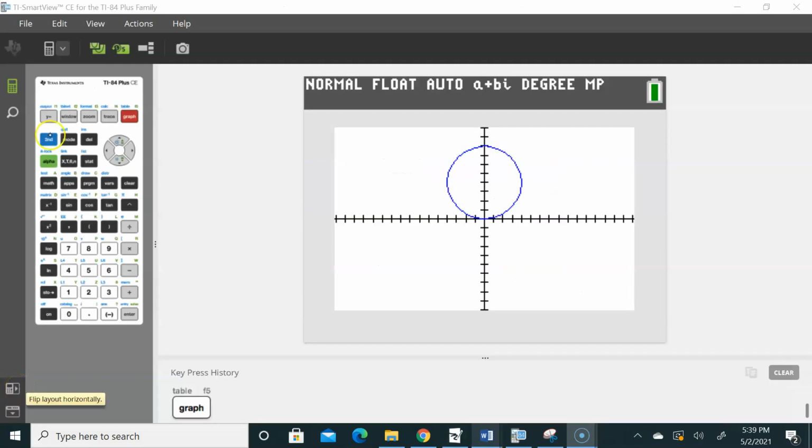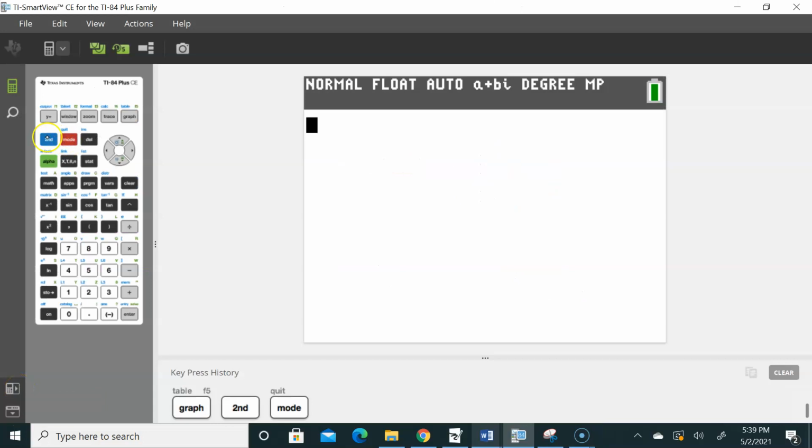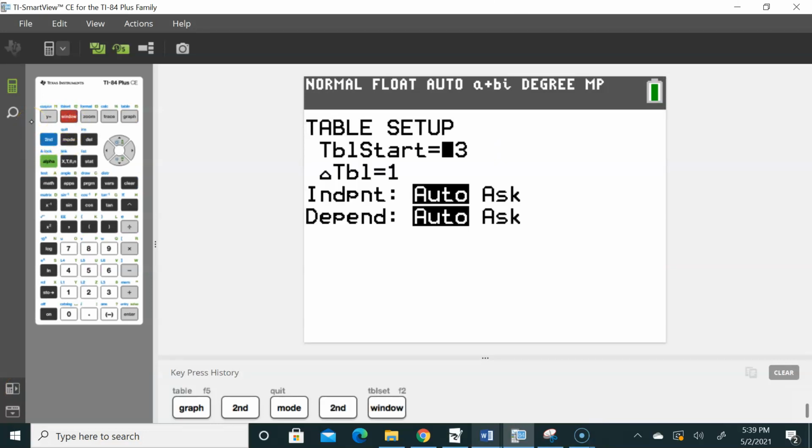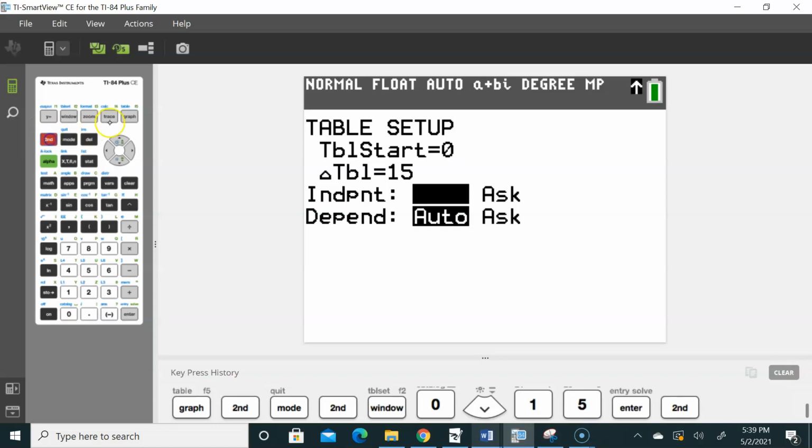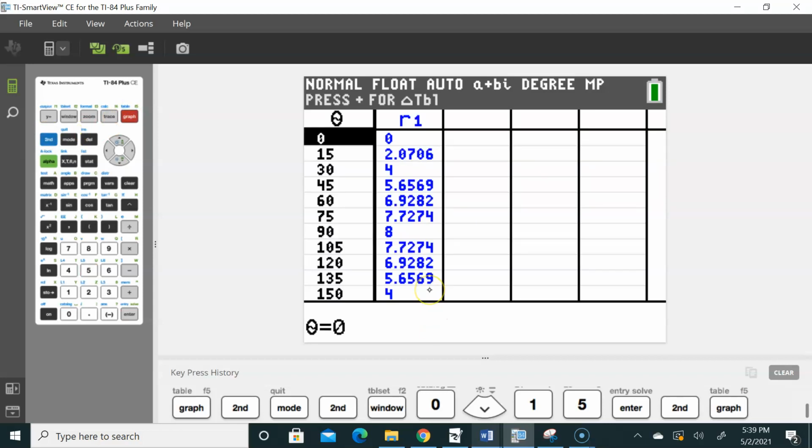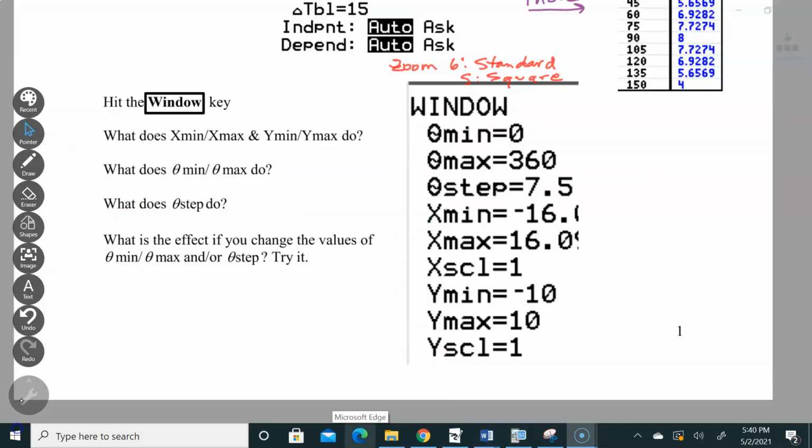So I don't think mine is set up, so I'm going to do second mode to get out of here. Second table setup. See, mine is at 0 or -3 because that's what I was doing when we were using sequence mode. I might want my delta table to be 15. Keep everything on auto. I hit second graph, and I see all those values, and we're going to work with some of those today because we're going to be doing some graphs.